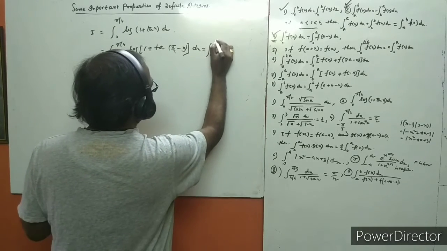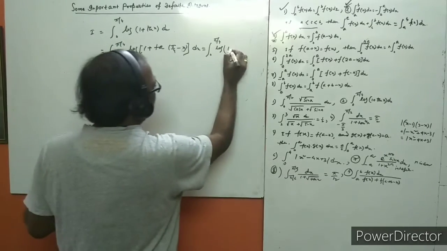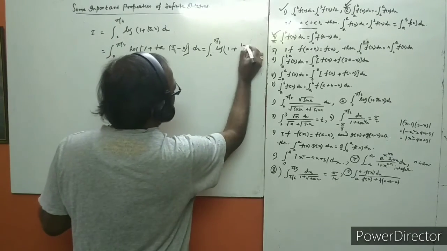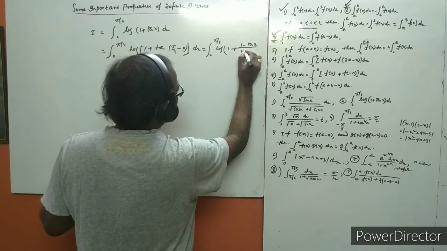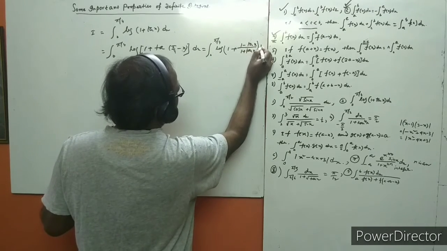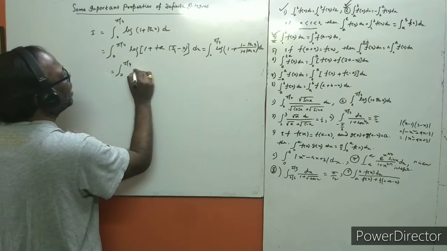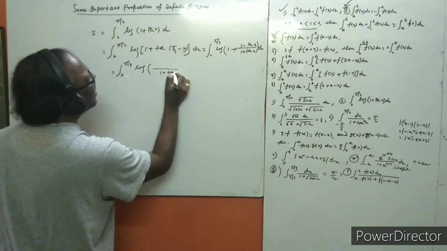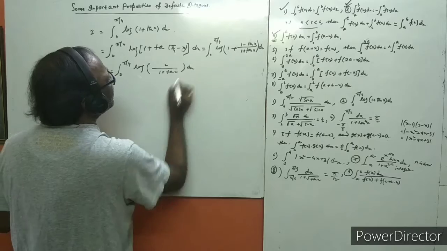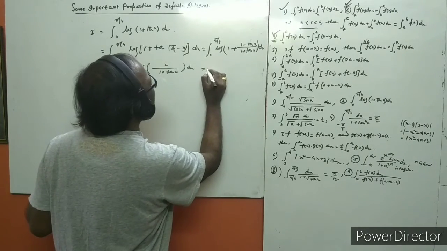We can write the integral from 0 to pi by 4 of log of 1 plus tan a minus b, that is 1 minus tan x, divided by 1 plus tan x, dx. We take the LCM, and in the numerator we get 1 plus tan x. So log of a by b can be written as log a minus log b.